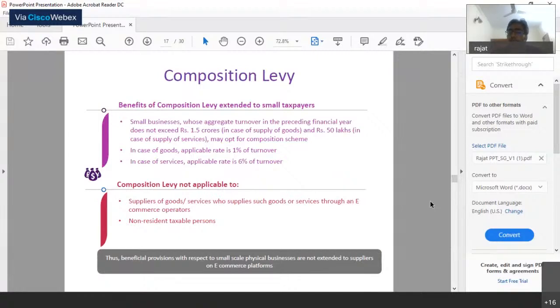However, the benefit of composition levy is not extended to a supplier over an e-commerce platform. Similarly, it is also not extended to a non-resident taxable person providing, say, OIDAR services such as Netflix and Amazon, the smaller players in those categories. Therefore, the beneficial provisions with respect to small scale businesses are not extended to suppliers on e-commerce platforms.